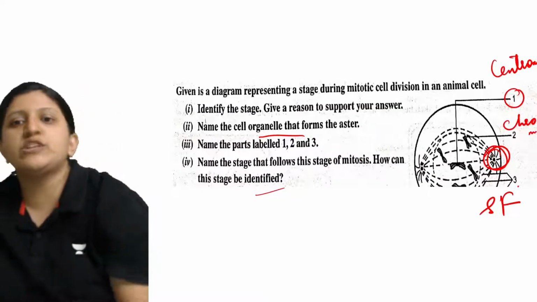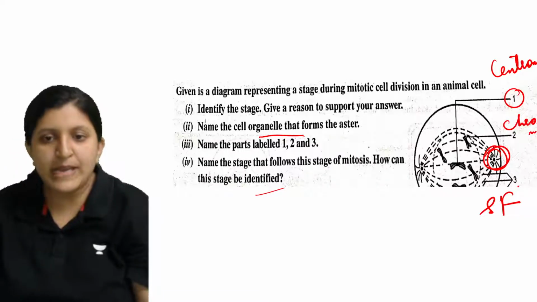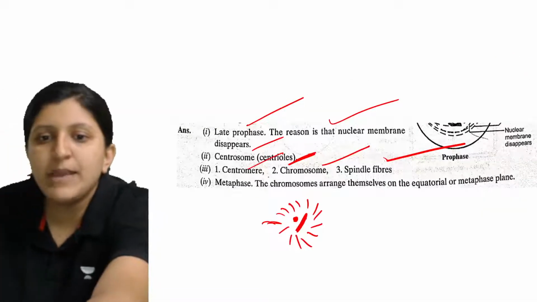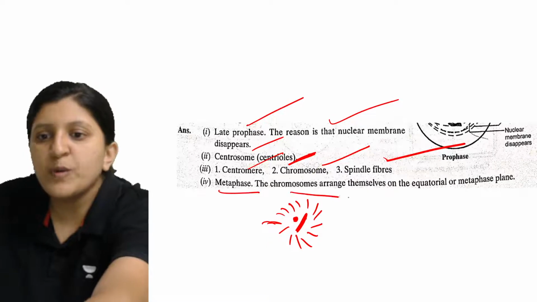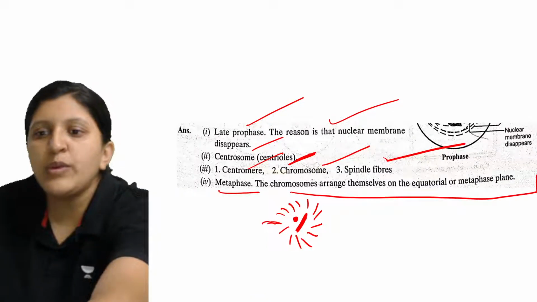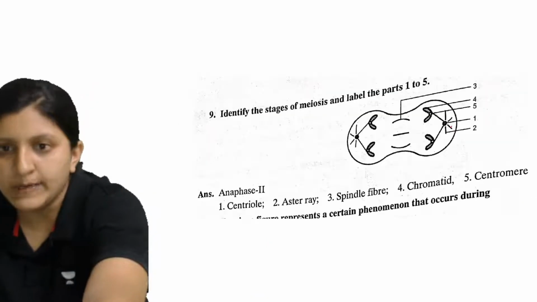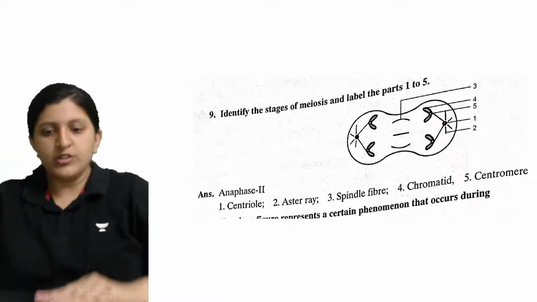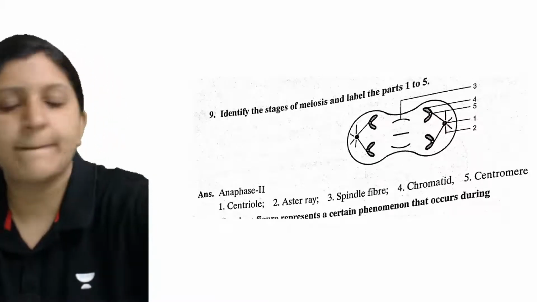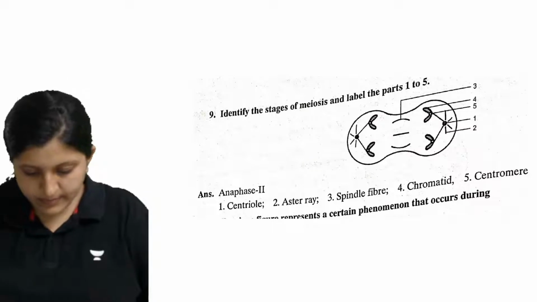So what is the next question? Name the stage that follows this stage of mitosis. So it is the metaphase stage. So chromosomes arrange themselves on the equatorial or metaphase plane. Okay, so moving on to the next one. Just a second.